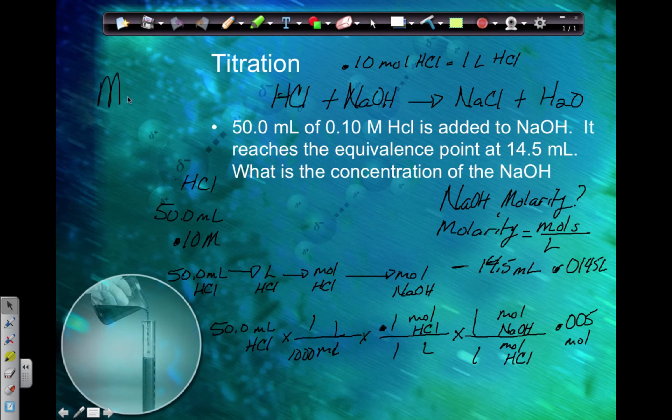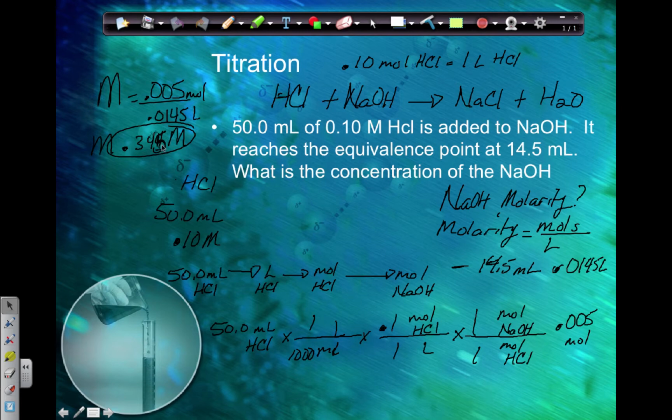So now I take this, my number of moles, and I divide it by my liters to get my molarity. So 0.005 divided by 0.0145. That'll give me my molarity. All right, so it's going to be 0.344 big M, or moles per liter. And then technically, 0.34 if I round it appropriately.